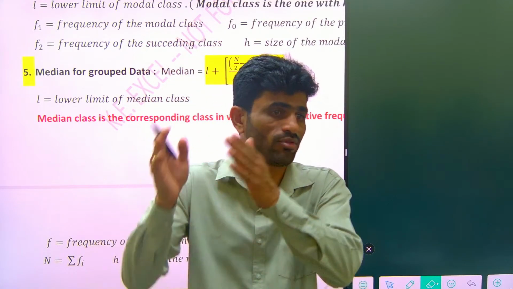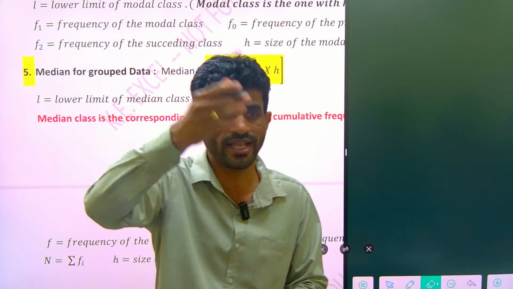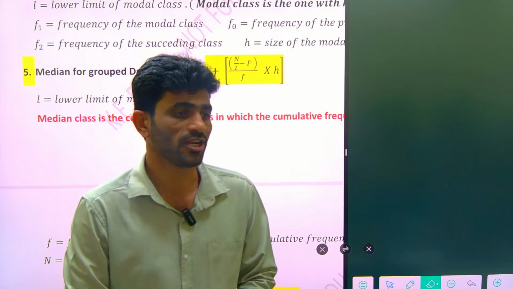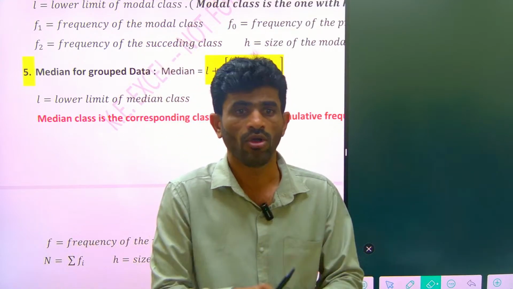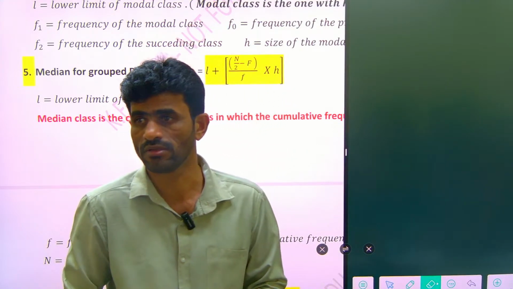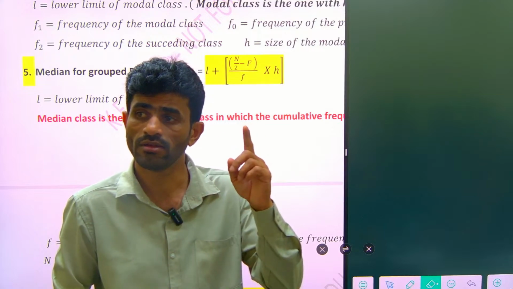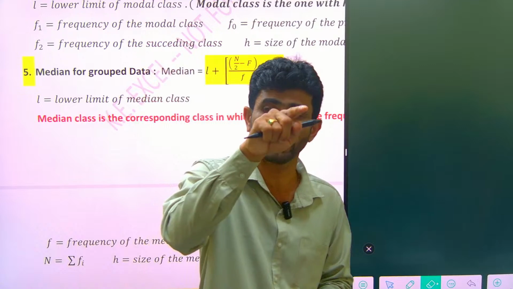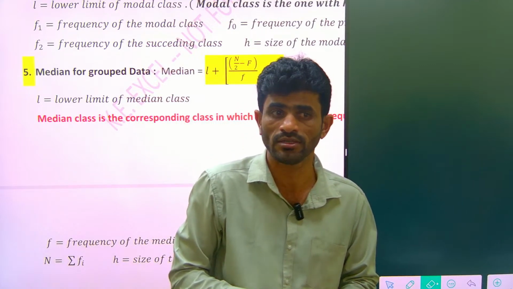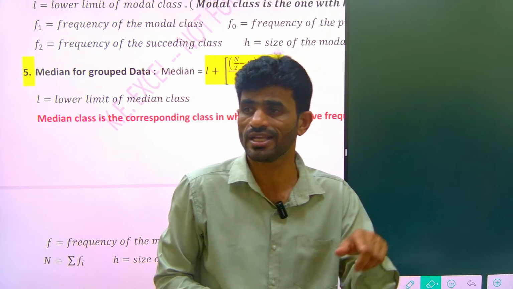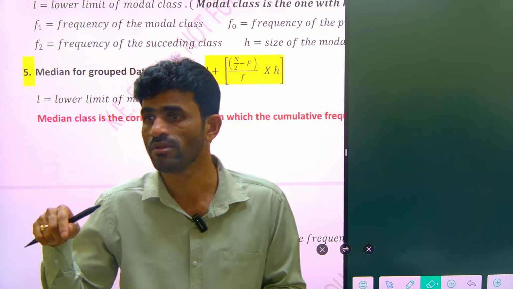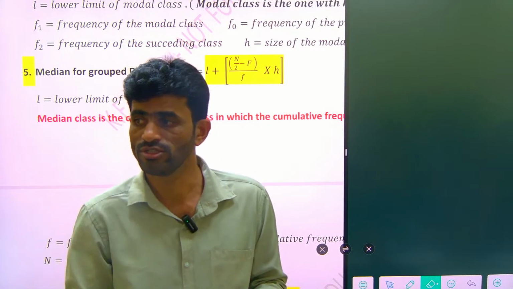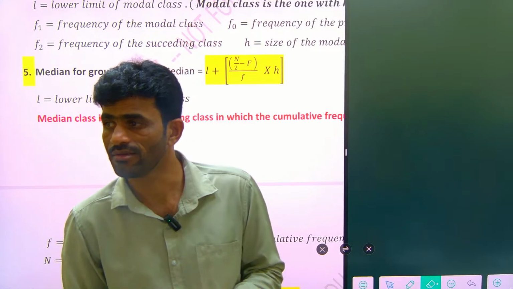So you have to find out like that. You have to analyze in which class that 50th observation is present. That class will be the median class, not because it is in the middle or because it is having the highest frequency. Highest frequency you have to take in mode. This n by 2 you have to find out and see in which class that observation is present. That class will be the median class. This procedure you have to follow in median. Understand? Once you know the median class, what is L?